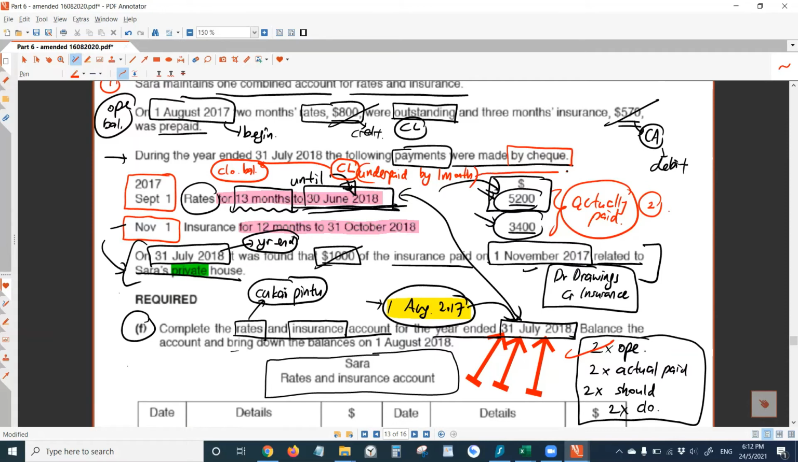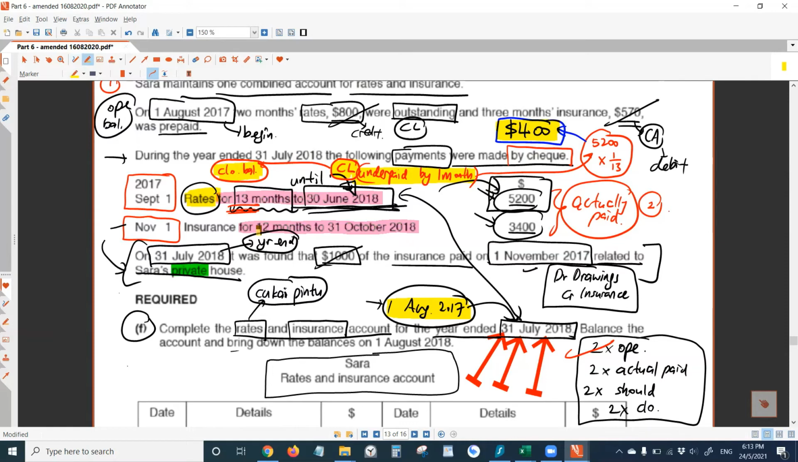Now find this amount, 1 month's amount. To find it, you take 5200 times 1 over 13, because it says $5,200 is for 13 months of rates. So 5200 times 1 over 13, what would you get? $400. Congrats. From this pink line, you have found that the closing balance for rates is a current liability of $400, underpaid by 1 month. That's what we have found. Later we record it.